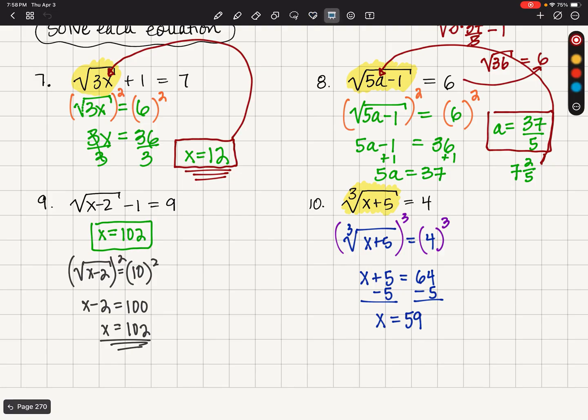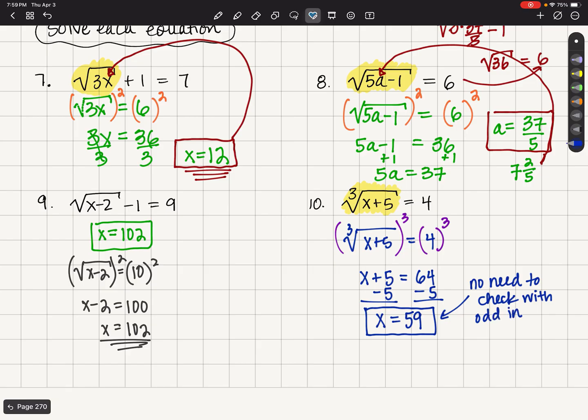59. And guess what? This is a cubed root. It's an odd index. Therefore, any real number is going to work. x equals 59 is a real number, so I don't have to check it. And that happens. No need to check with an odd index. So remember, when you've got that odd index, you're allowed to have any real number inside. When you have an even index, you can only have a number that is non-negative.